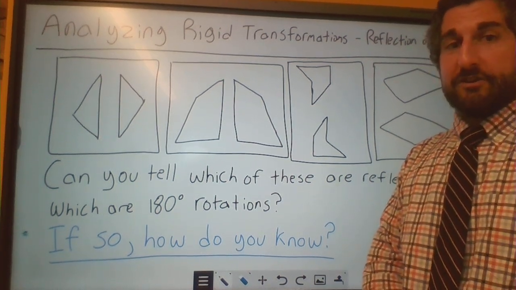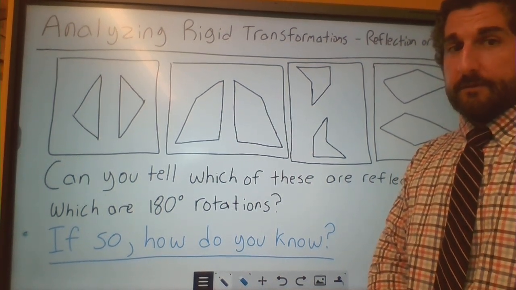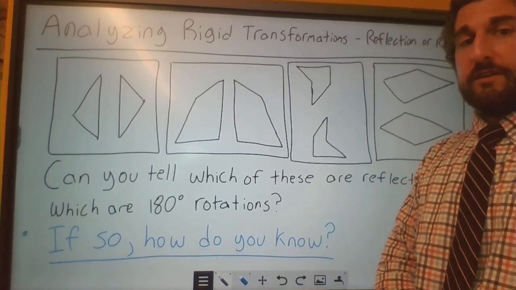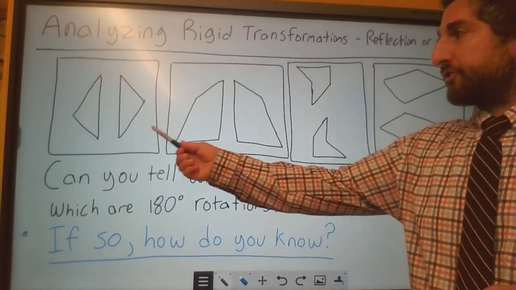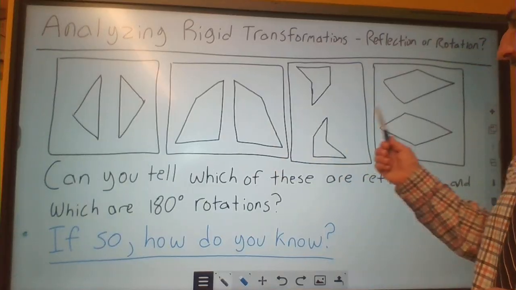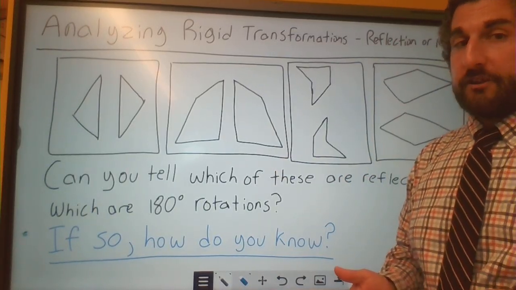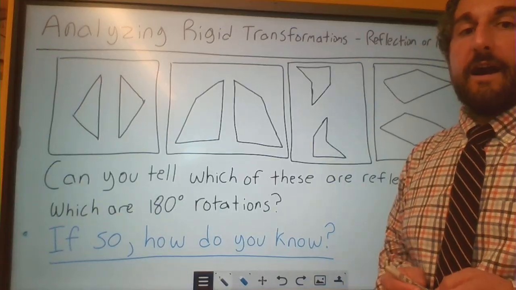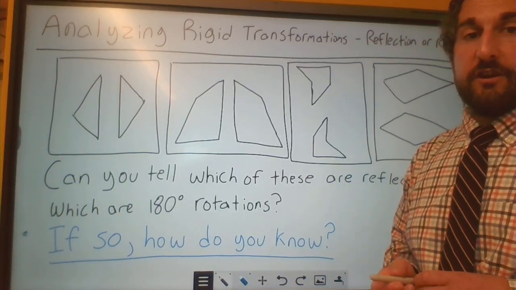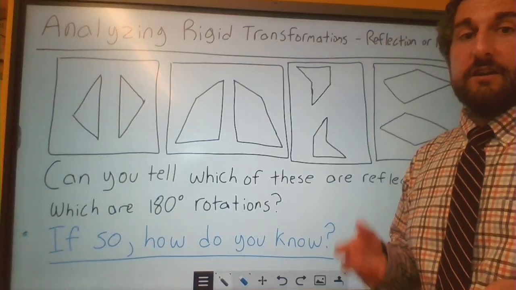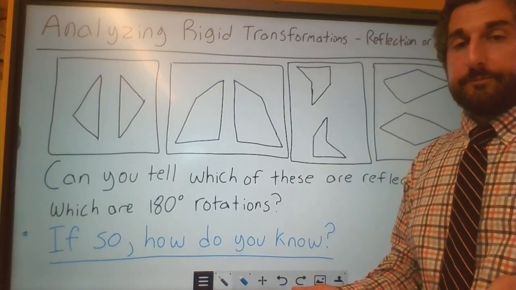Reflection or rotation? Can you tell the difference? One of the more interesting challenges when it comes to rigid transformations is taking a look at a picture like this, or this, or this, or this, and determining whether you're looking at a reflection of the preimage or a 180-degree rotation of the preimage. After all, they look almost identical to the untrained eye.